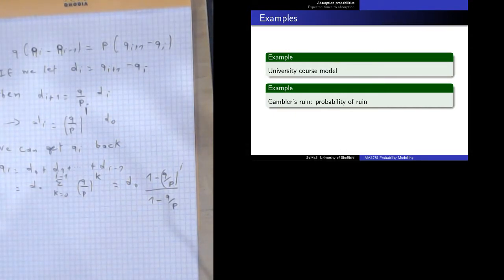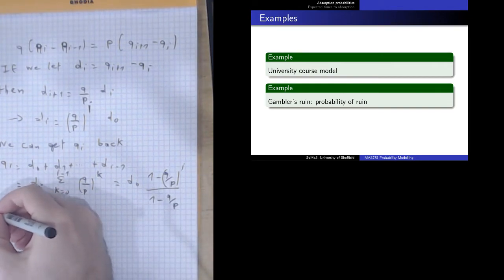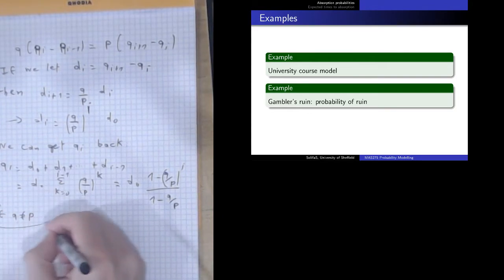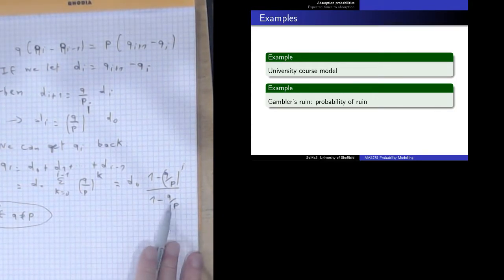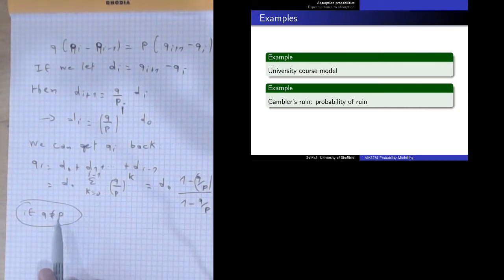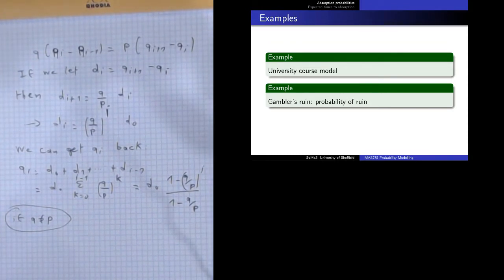So that's the thing left to do. Now find, well, actually I cheated a little bit here, right? So I said the sum of this geometric sum is this thing because of a formula we know. This works if q is different from p, because if q is equal to p, then we divide by 0 here and it's not going to work out. So let's concentrate on this for now, and we'll see what happens if q equals p later. So if q is different from p, we get this, and I said let's find d0.